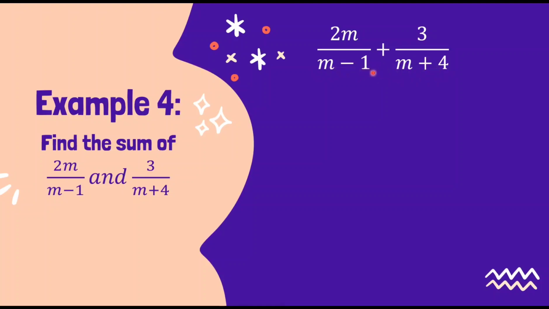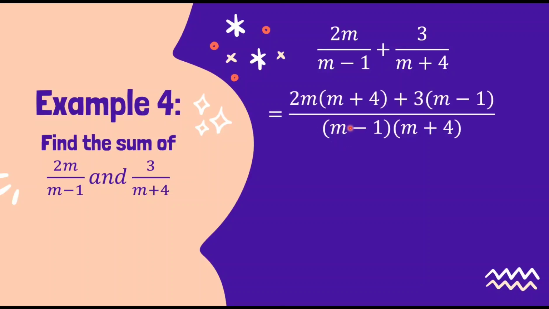Okay? It is not like integers, where we can easily find the LCD. Since we have expressions here, we just need to copy both expressions and that will be our LCD. So let us write m minus 1 times m plus 4. Same process: we need to divide and multiply to our denominator.